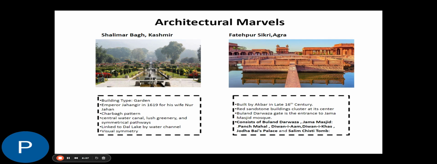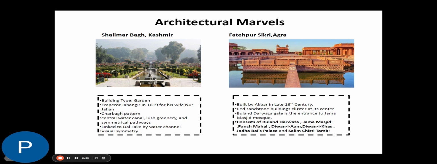It was basically built by Akbar in the late 16th century. The major materials used were red sandstones. Buland Darwaza Gate was basically one of the USPs of this architectural marvel, and it is basically the entrance to the Jama Masjid Mosque.